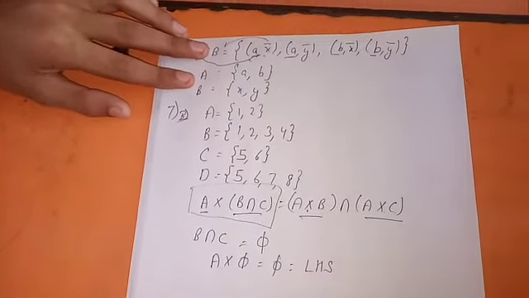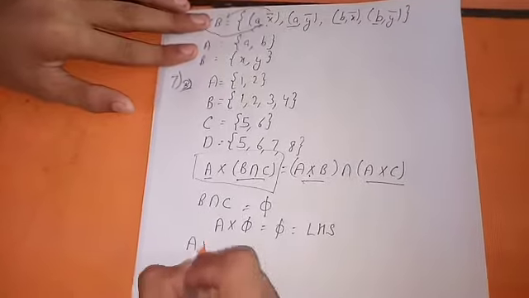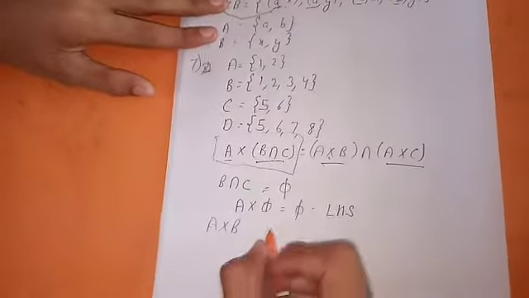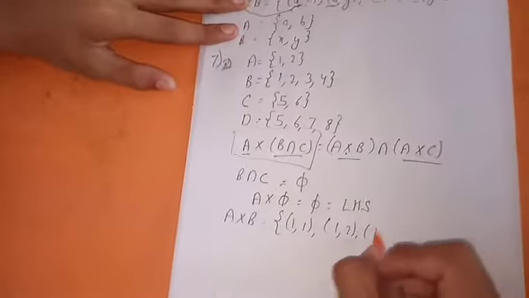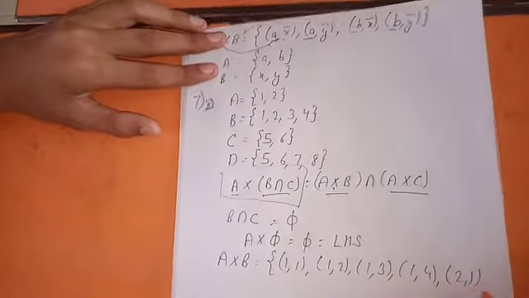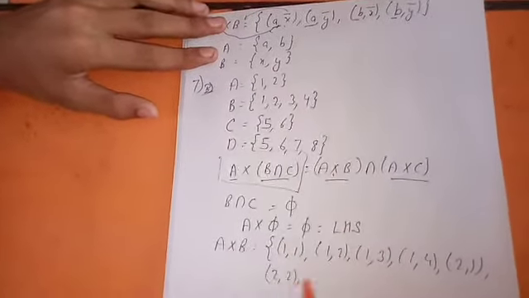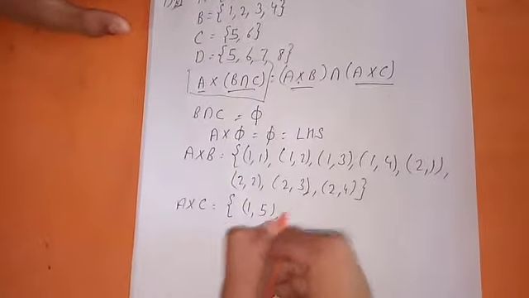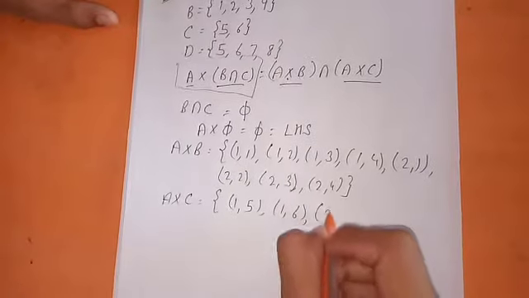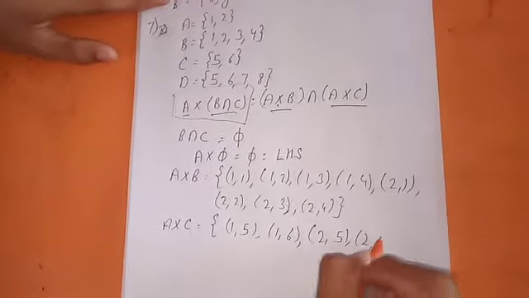Now we will find the right hand side value. So first of all, A cross B. A cross B will be what? (1,1), (1,2), (1,3), (1,4). Now (2,1), (2,2), (2,3), (2,4). Okay, now we'll find A cross C. A cross C will be (1,5), (1,6) and then (2,5), (2,6).